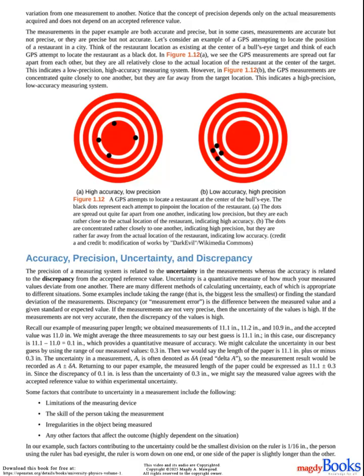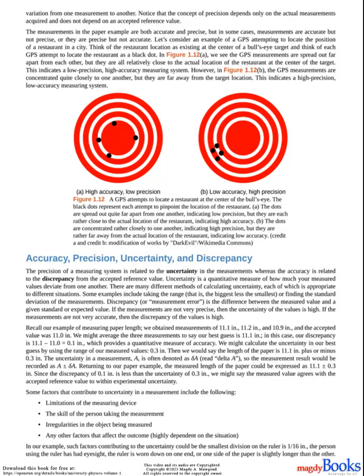We might average the three measurements to say our best guess is 11.1 inch. In this case, our discrepancy is 11.1 minus 11.0 equals 0.1 inch, which provides a quantitative measure of accuracy. We might calculate the uncertainty in our best guess by using the range of our measured values, 0.3 inch. Then we would say the length of the paper is 11.1 inch, plus or minus 0.3 inch.